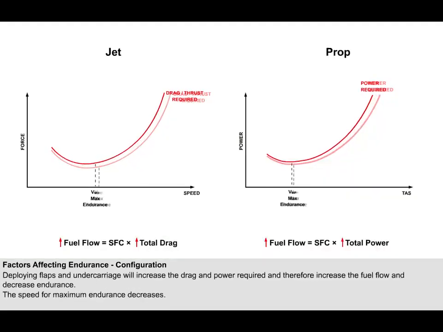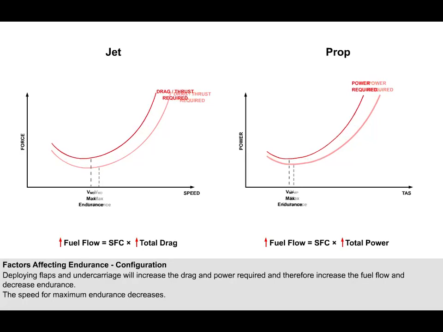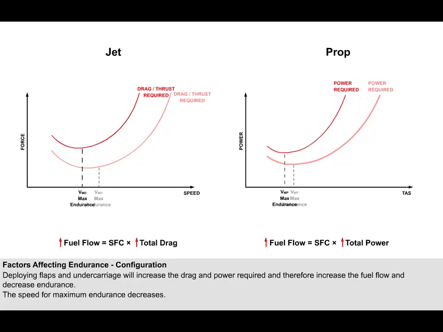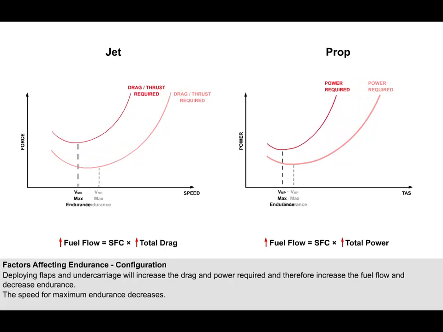You will recall that deploying the flaps and undercarriage increases parasite drag and thus causes the total drag curve and power required curve to move up and left.